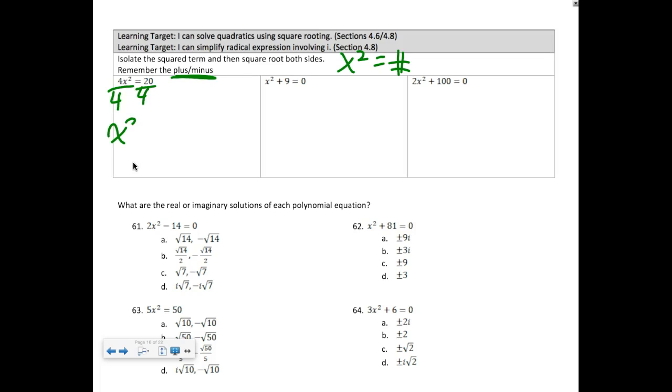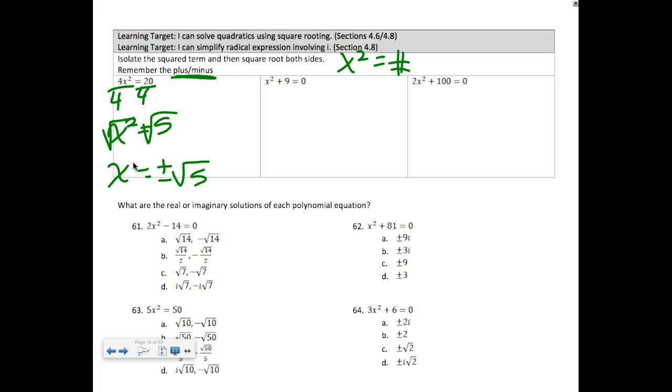So now I have x squared equals 5. Now that it's like this, we can square root both sides. Things that we've been doing quite a bit. 5 is not a perfect square, so our answer is just going to be plus or minus square root of 5. Can we handle those? Yeah. This one is a little bit different.